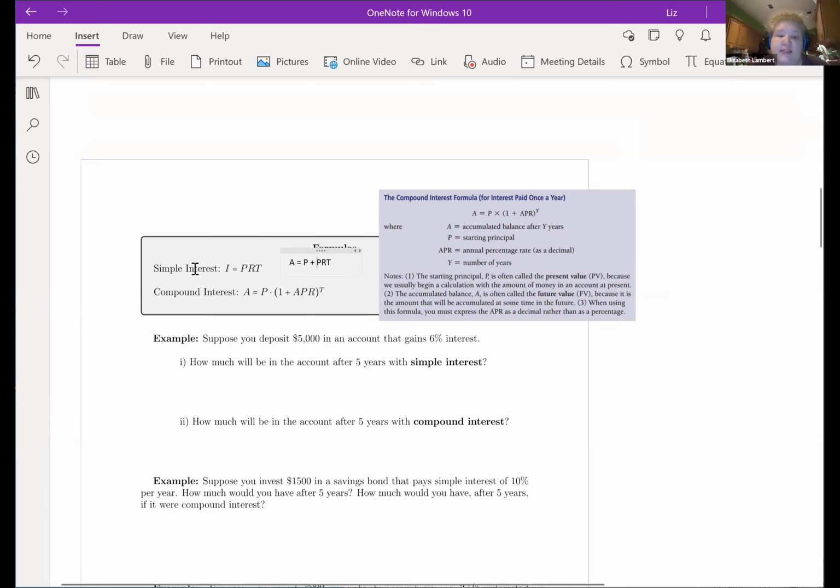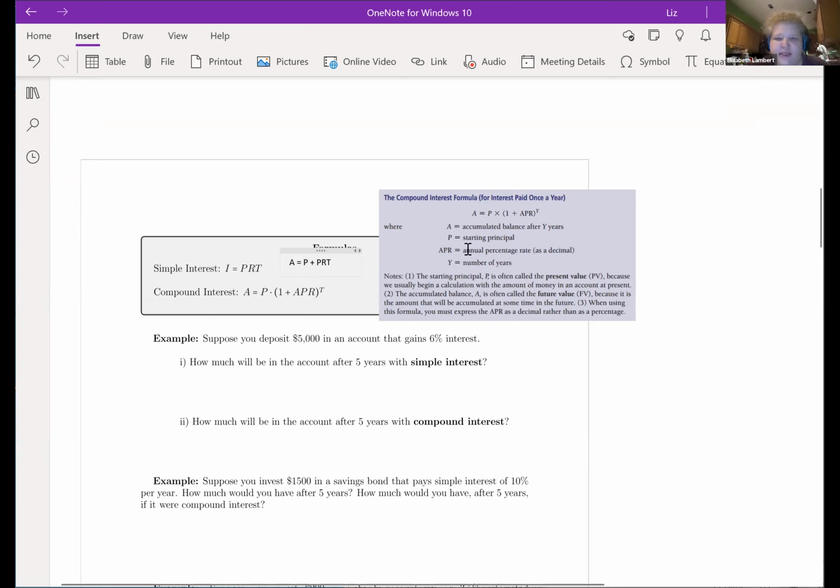Some questions will ask you, how much interest will there be? Other questions will ask you, how much will be in the account? So the account amount is the A thing. We have to add our interest to the principal. Now on compound interest, this is already set up to give us the actual amount. That's what the P times all of that is for.